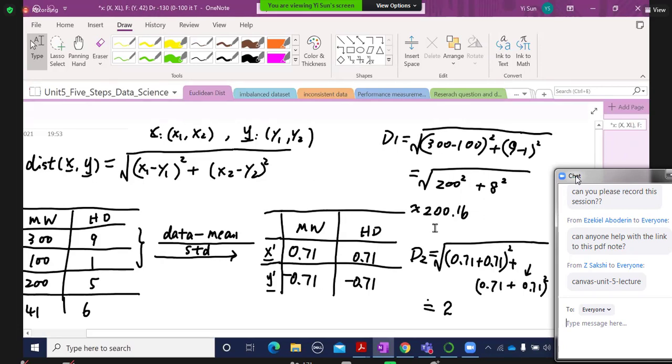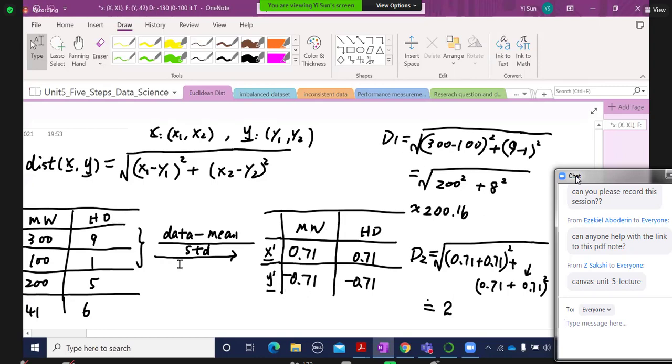So when you use a metric like Euclidean distance, it's better to normalize your data first before you calculate this distance, so that every single feature here can contribute to this distance, not that this distance is dominated by only one feature.